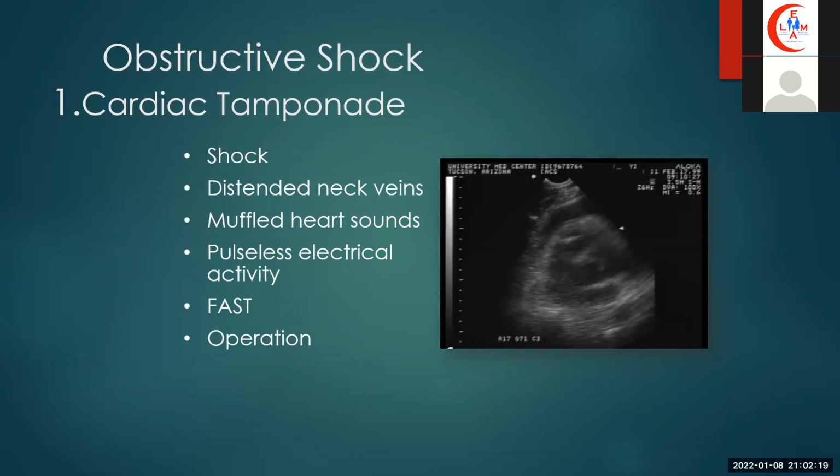So what are the signs? What we call it the PICS triad. The triad is distended neck veins, muffled heart sounds, and hypotension. But in actual fact, when the patient presents with hypovolemia because of trauma, distended neck veins will not be there because of the hypovolemia. The patient is bleeding, so you cannot detect distended neck veins.